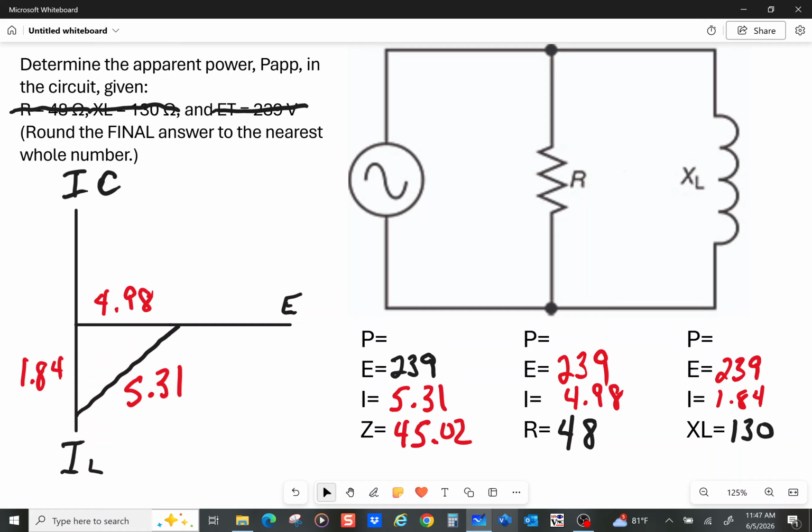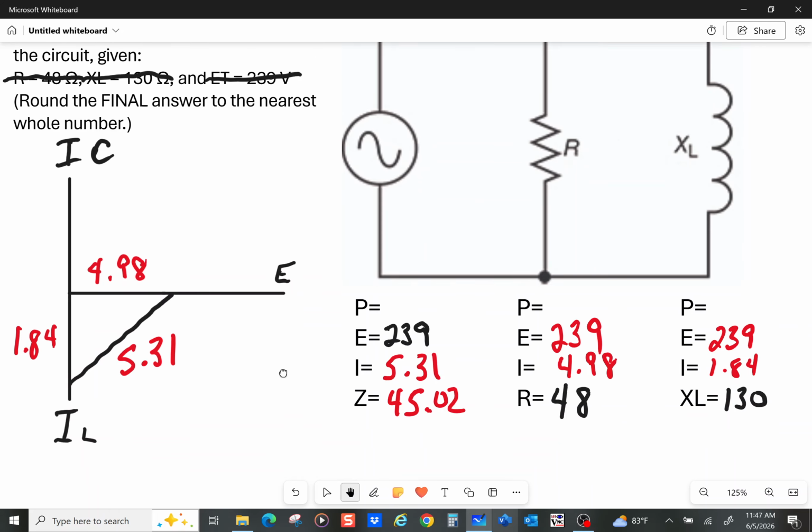And now for P, we're going to multiply up here in a second, but I want to take a split second and say that there is an alternative way to solve for impedance. So I'm going to slide this picture up just a little bit.